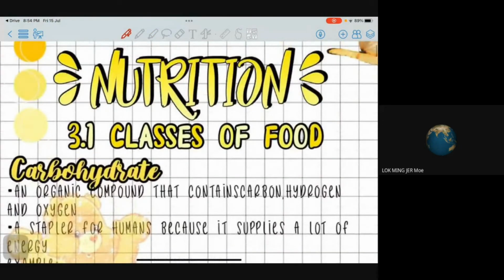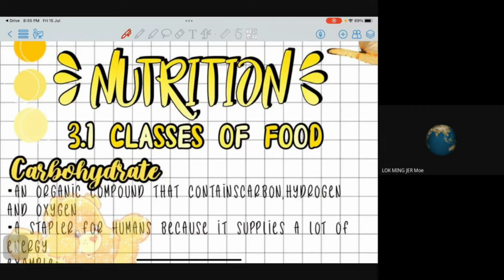Nutrition. Okay, so do you still remember what we learned in nutrition? It is by classes of food, right? You need to have carbohydrate, and more other than that, protein and so on. So let's see what the classes of food are that you already learned previously.